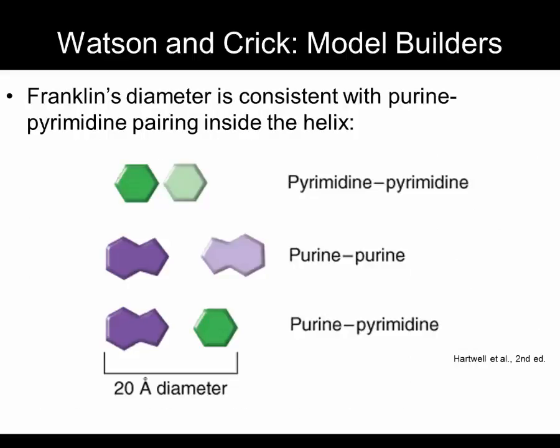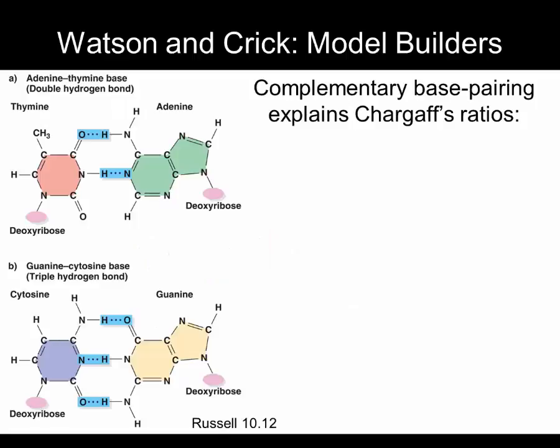Watson and Crick conceived of a double helix with the sugar-phosphate backbone facing outward and the bases pairing inside the helix. Two pyrimidines pairing would be narrower than the 20 angstrom diameter Franklin observed, and two purines pairing would be too wide. But a pyrimidine pairing with a purine would be just right. And if every thymine was paired with an adenine, and every cytosine with a guanine, you would get the proper diameter, and have the A to T and G to C ratios seen by Chargaff.